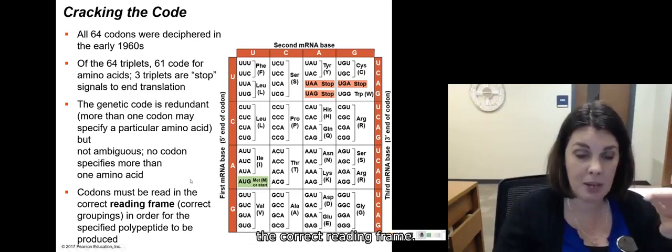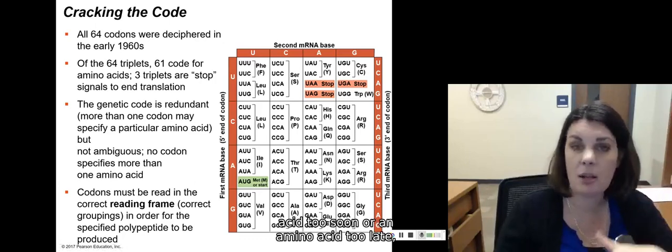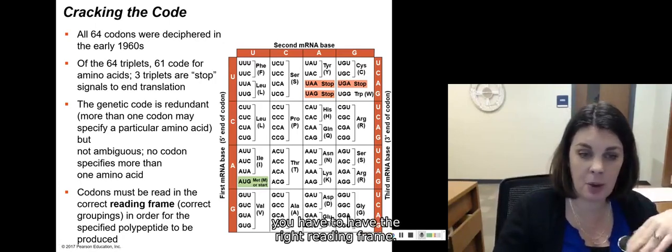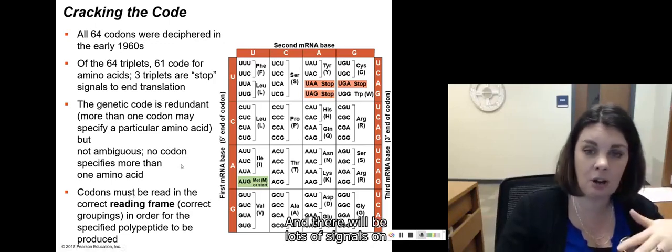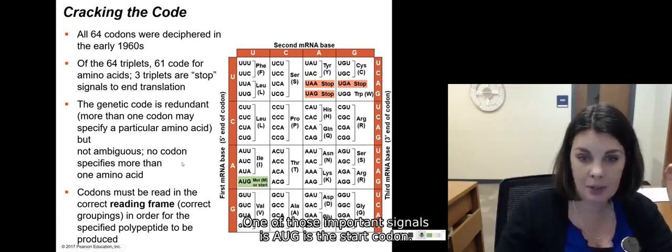Codons also have to be read in the correct reading frame. So if your enzyme started an amino acid too soon or an amino acid too late, you'd have an entirely different protein made. So to make the correct protein, you have to have the right reading frame. And there will be lots of signals on RNA to tell you how to line it up.